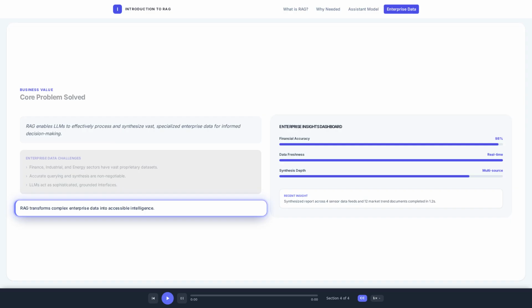So, the key idea is that RAG enables LLMs to effectively process and synthesize vast, specialized enterprise data for informed decision-making. With these capabilities in hand, you're ready to move on to understanding the practical implementation of RAG systems.